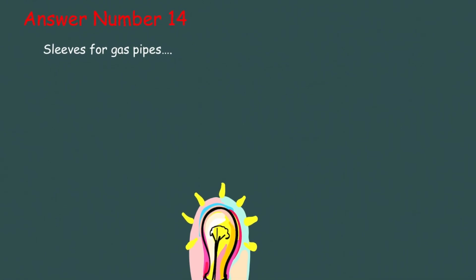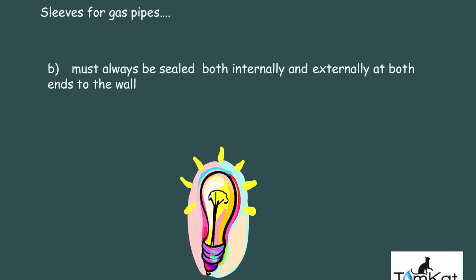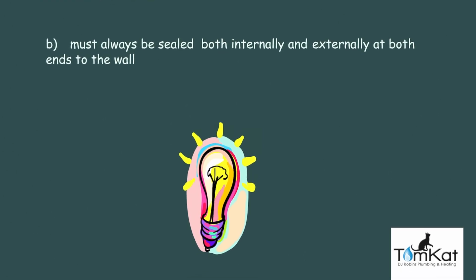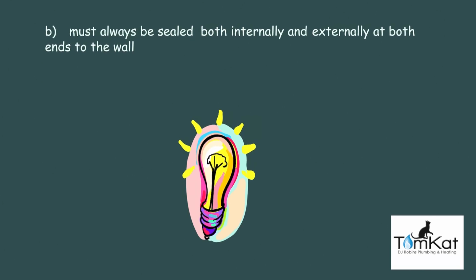And now the answer to question 14 in part 6. Sleeves for gas pipes. The answer is B, must always be sealed both internally and externally at both ends of the wall. That is the end of question 14 in part 6.